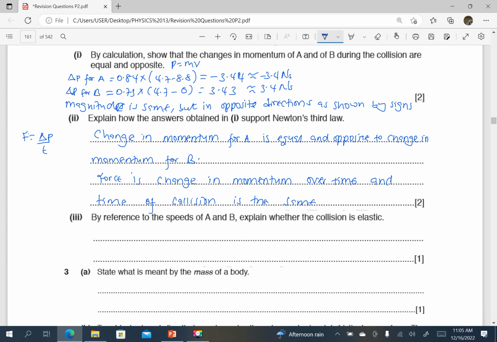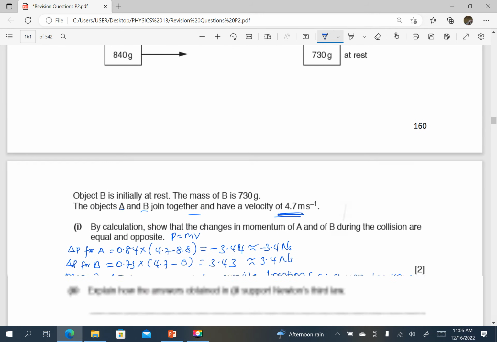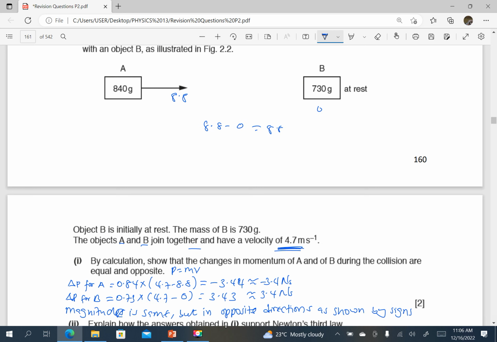By reference to the speeds of A and B, explain whether the collision is elastic. By reference to the speeds, we look for the relative speeds of approach for A and B. Initially, this was moving at 8.8, the other one is at rest. Relative speed of approach is 8.8 minus 0. Then relative speed of separation, because they move with a common speed, is 0.